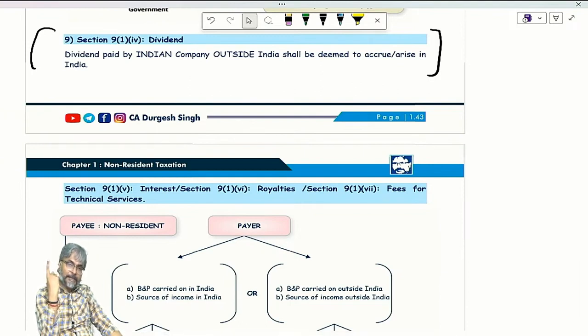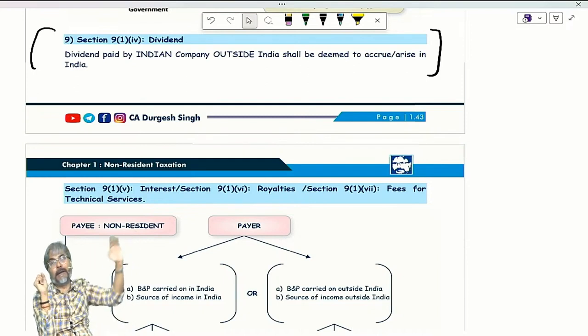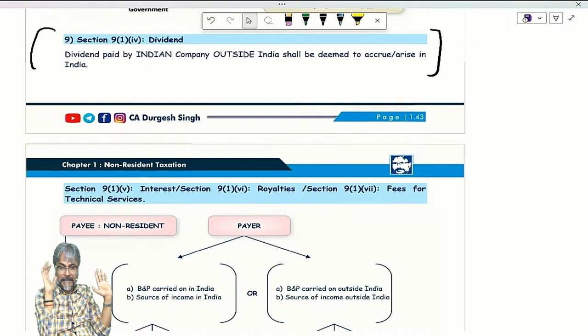All of you agree? Fine? So this is what it is, and therefore it is taxable in India. Is that point clear to all of you, students? Fine. So this is what it is.